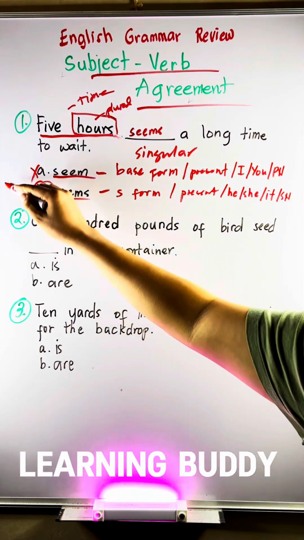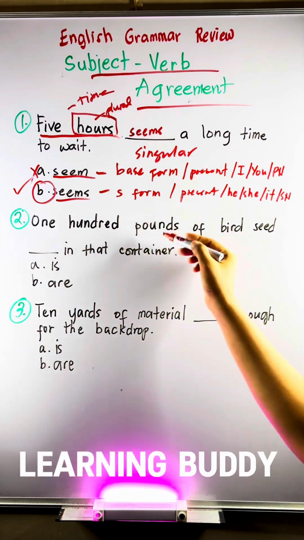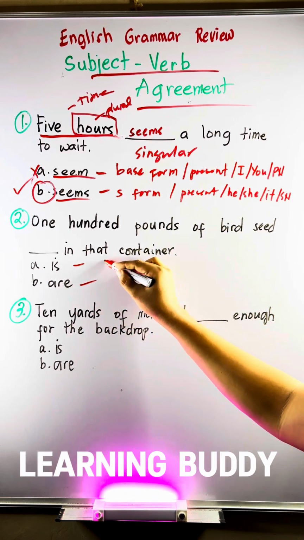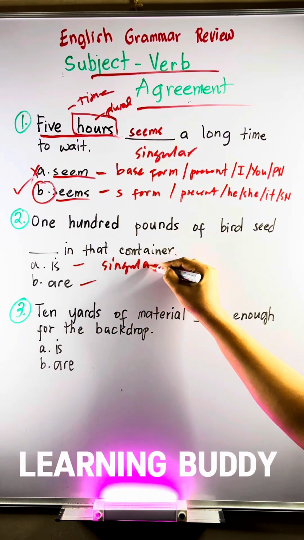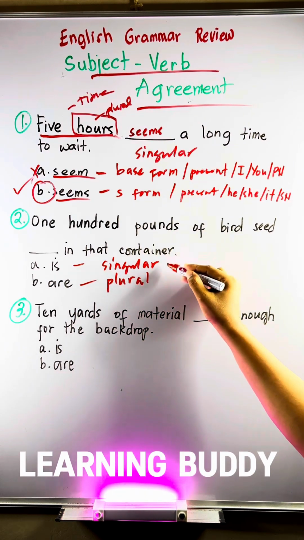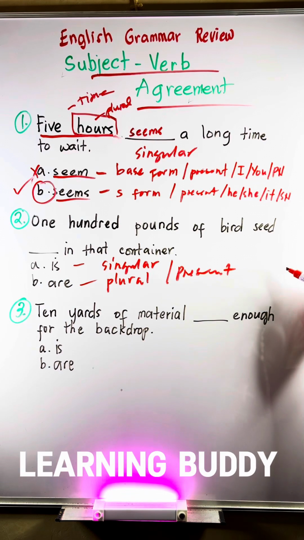Let's proceed to number 2. 100 pounds of birdseed blank in that container. Is it is or are? What's gonna be the answer? We all know that is is a verb that is used for singular subjects. Meanwhile, are is used for plural subjects. They are both used in present simple or present tense.